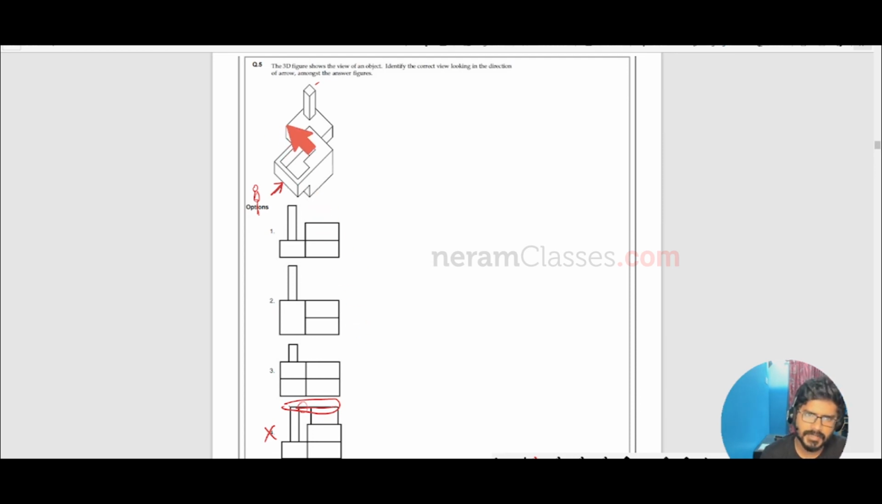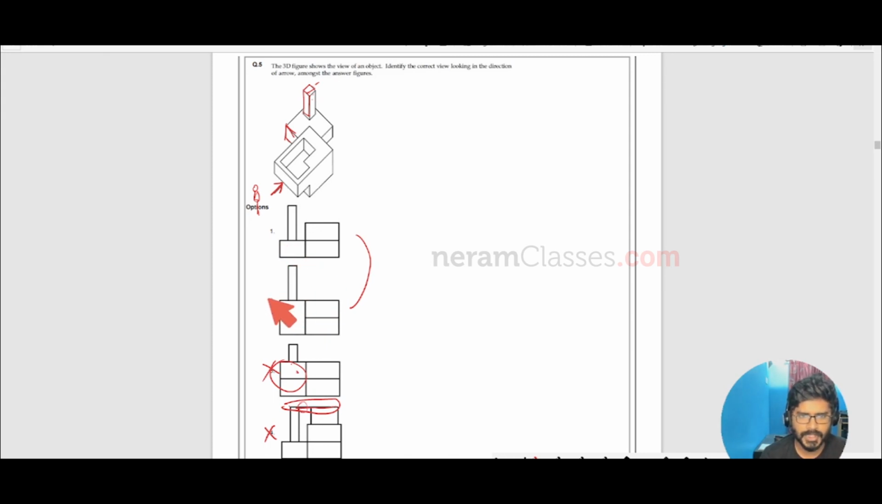As we can see, there is only a single block lying here, and above that this block is standing. That means there are two blocks seen over here. So the third option is also a wrong option. The answer has to be either one or two, so we need to find the difference here.